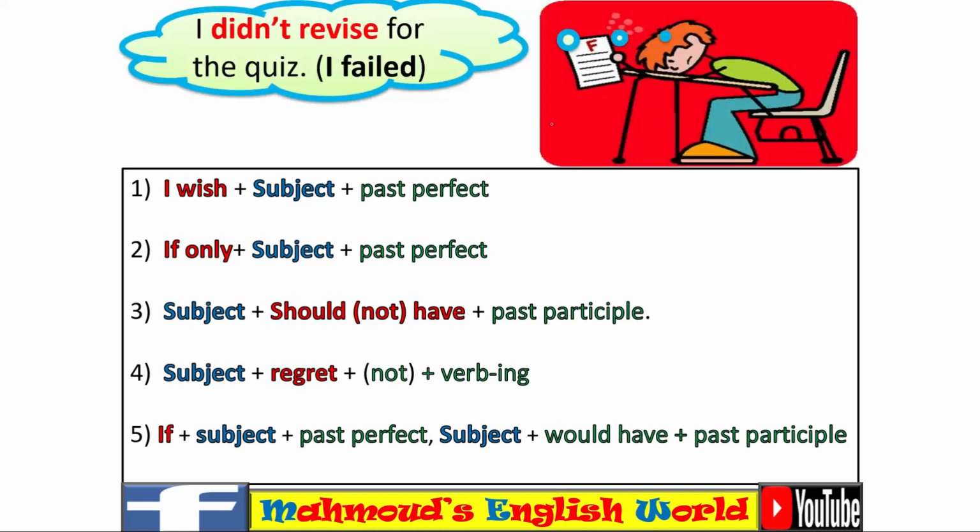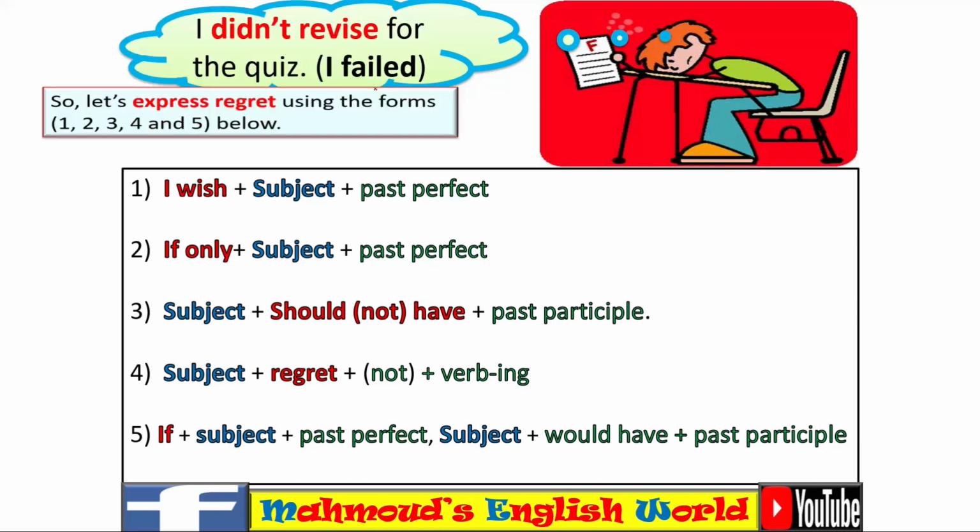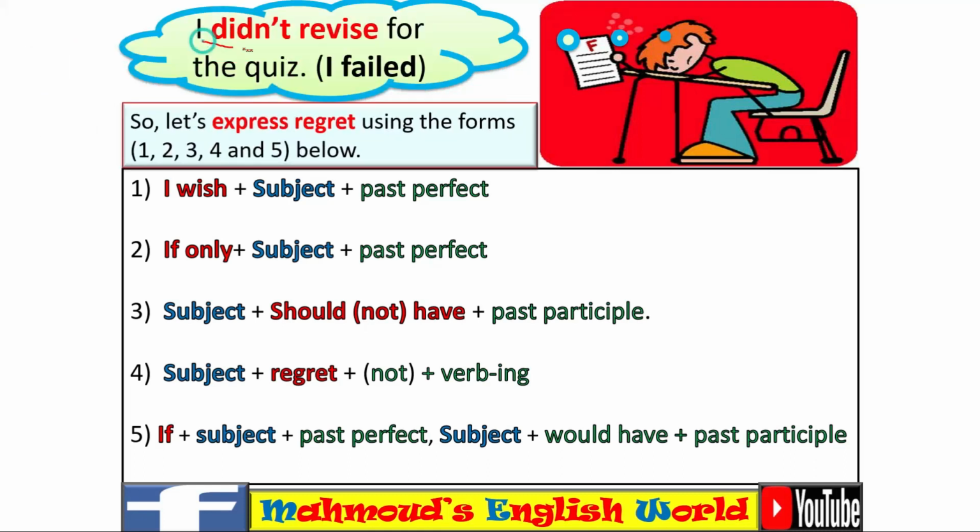I have this guy here, F, which is fail. So I didn't revise for the quiz. I failed. What we're going to do here, we're going to take the sentence I didn't revise for the quiz, and we're going to use it with these expressions here. Okay.